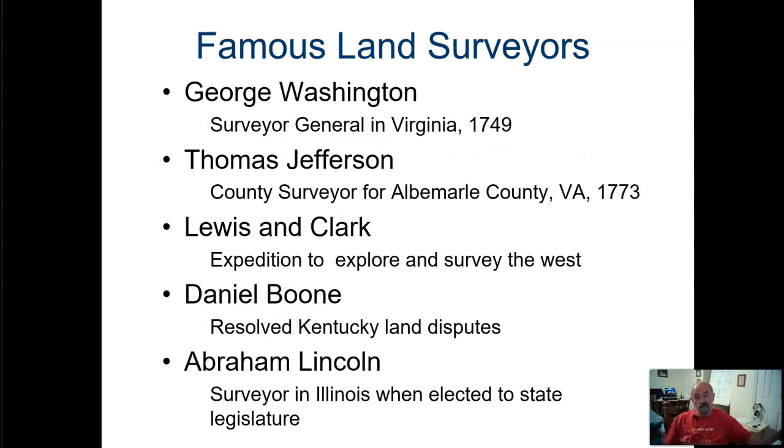Some famous land surveyors: George Washington, Surveyor General in Virginia in 1749. Thomas Jefferson, County Surveyor for Albemarle County, Virginia, 1773. Lewis and Clark, the expedition to explore and survey the West. Daniel Boone, resolved Kentucky land disputes. Abraham Lincoln, surveyor in Illinois when elected to state legislature.